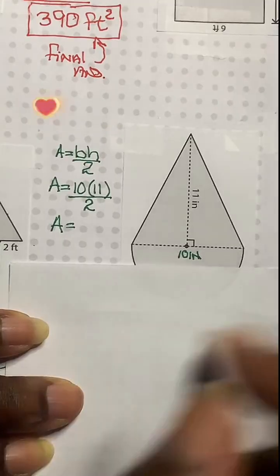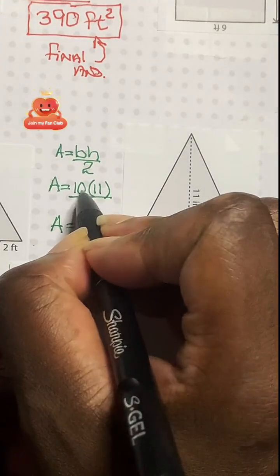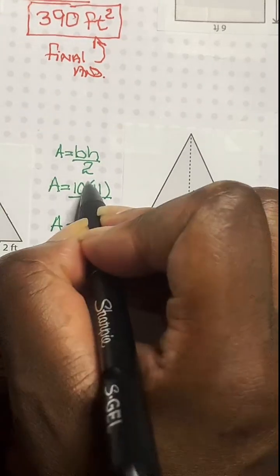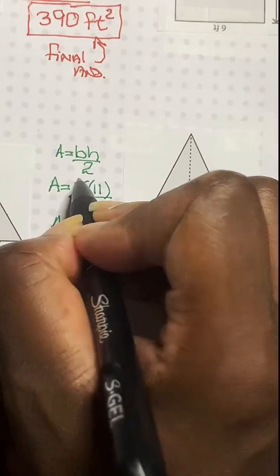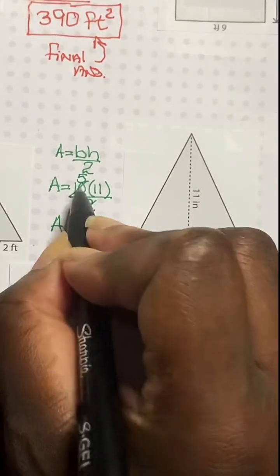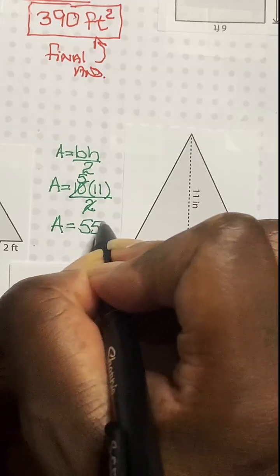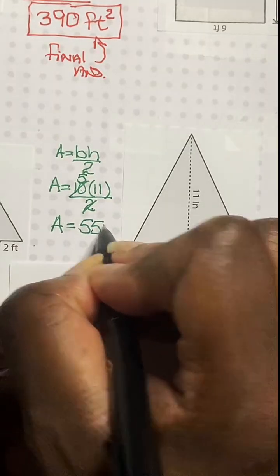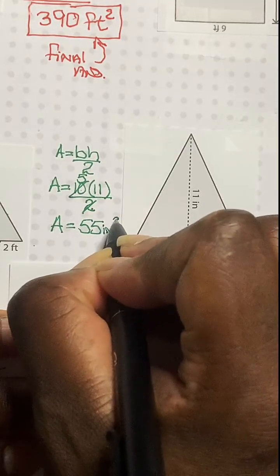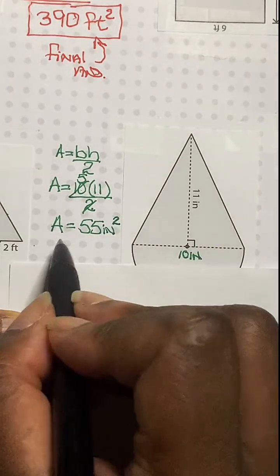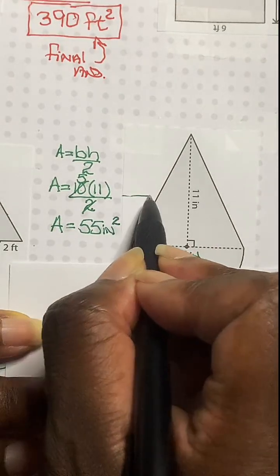Good. So since we got 10 over 2, we can say 10 divided by 2 will give me my 5. 5 times 11 will give me my 55. And 55 square inches. Okay, so that's going to be for the cone.